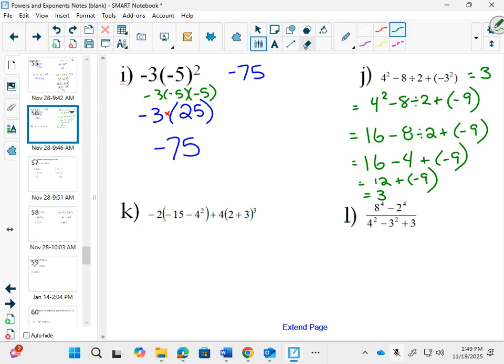Kind of nice that you can type it all in your calculator at once and get the answer. That was a lot of work on that one. Check out the next one.